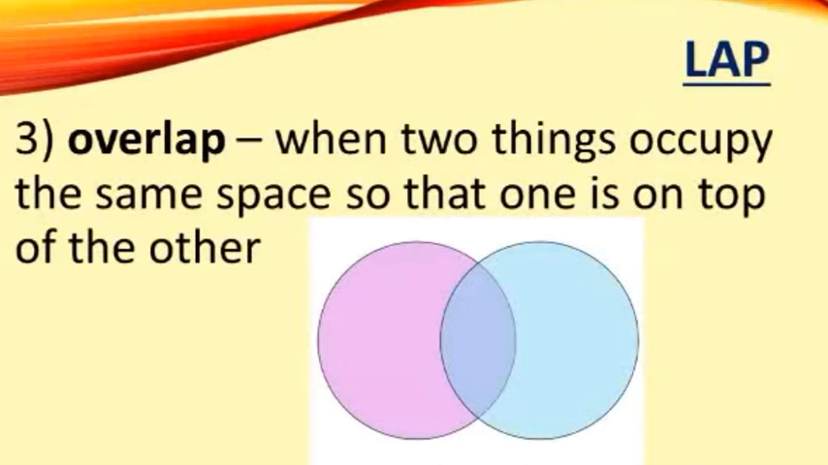The word overlap is when 2 things occupy the same space so that one is on top of the other. In the diagram, the red circle and the blue circle are overlapping.